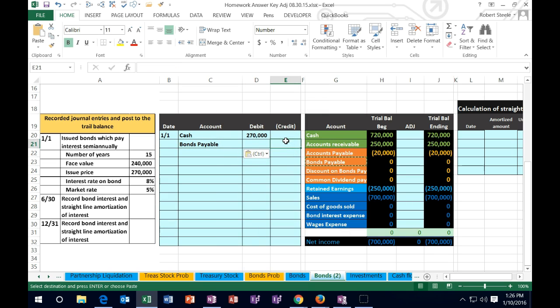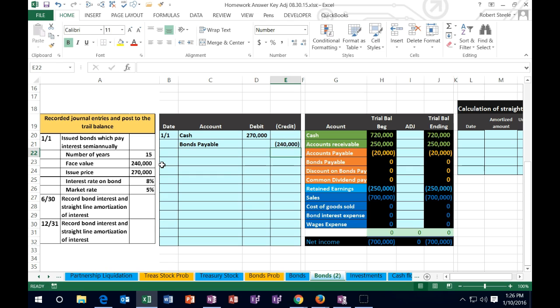And how much are we going to credit it for? We're not going to credit it for the 270 in this case. We're going to credit it for the face amount of the bond. Why? Because that's how much we are actually going to pay at the end of the bond when it is terminated, after 15 years, which will be a credit of 240. I'm going to represent the credit with a negative number for the purposes of this worksheet, 240,000.